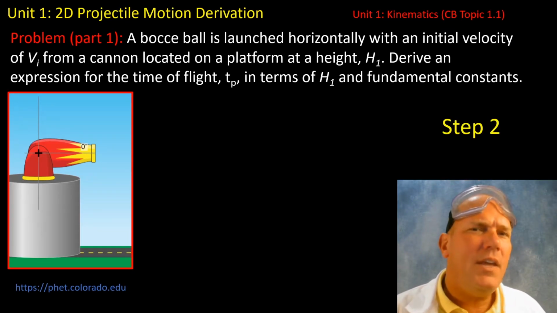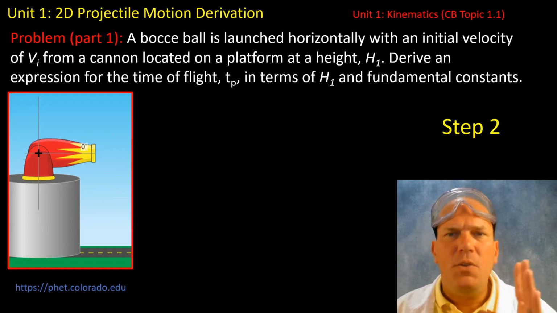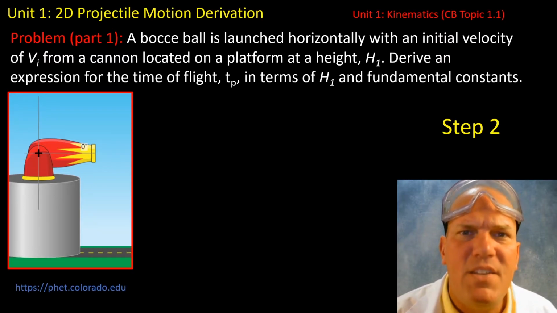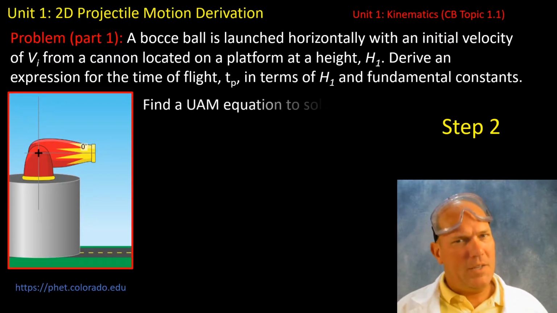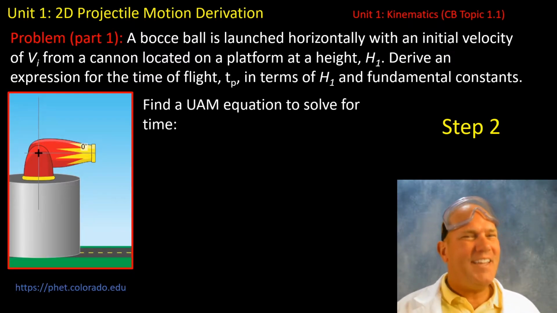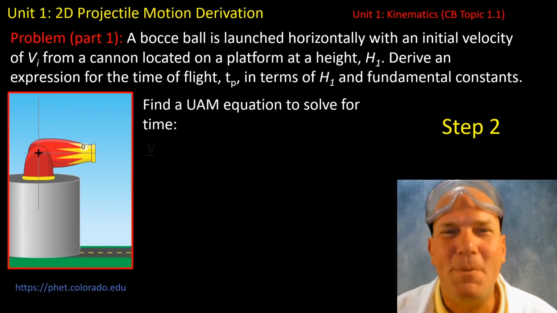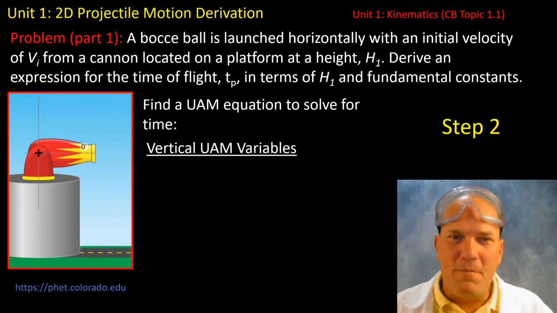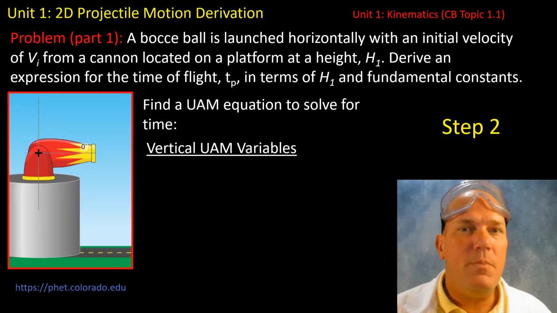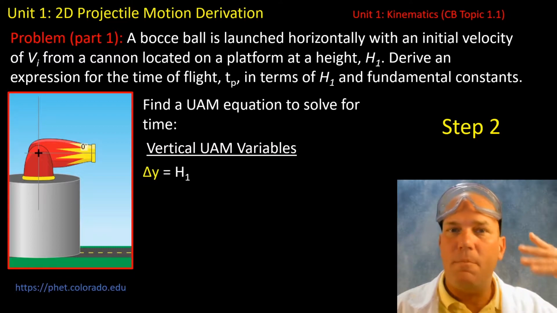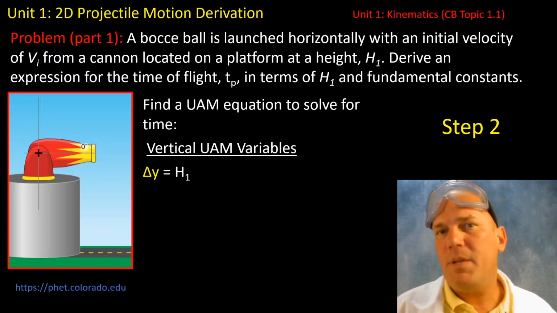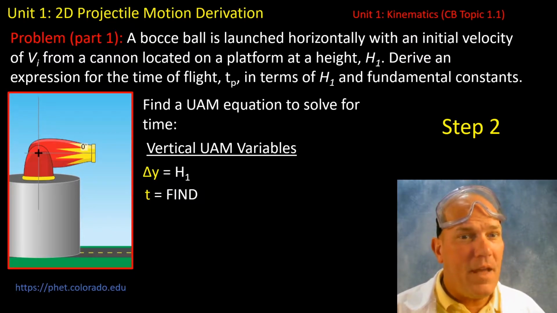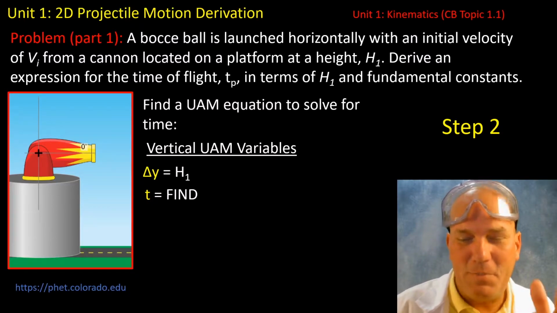Step 2, you guys, all we do for this step is you get out your College Board equation sheet and you use one of the fundamental equations from a given unit. Well, this is kinematics and we're looking at UAM, so it's no surprise you're going to use a UAM equation as your fundamental equation for the derivation. Let's lay out our variables just like we would any other UAM problem. Change in vertical displacement, well, that's denoted as h1. Time, that's what we're trying to find because that's what we're asked to derive an expression for.